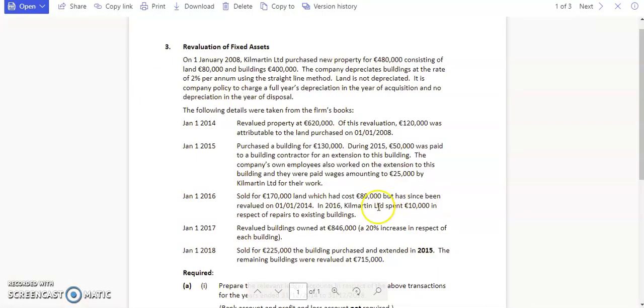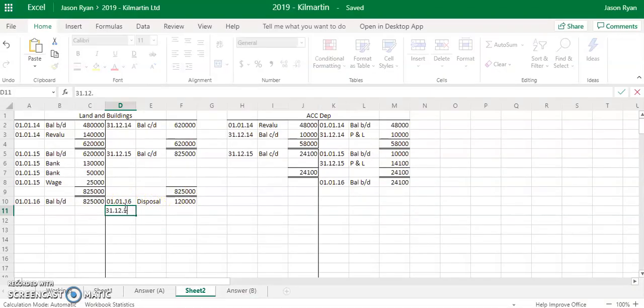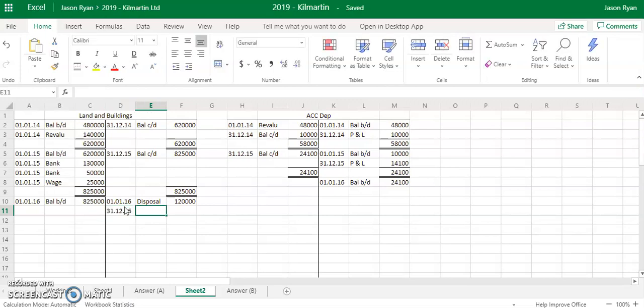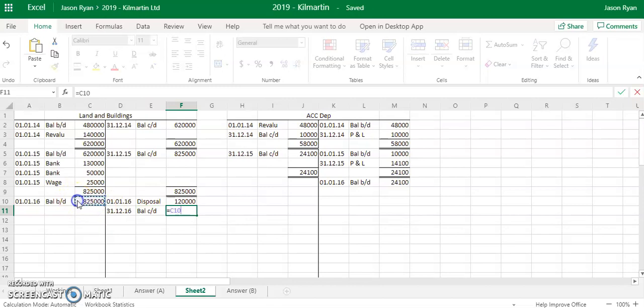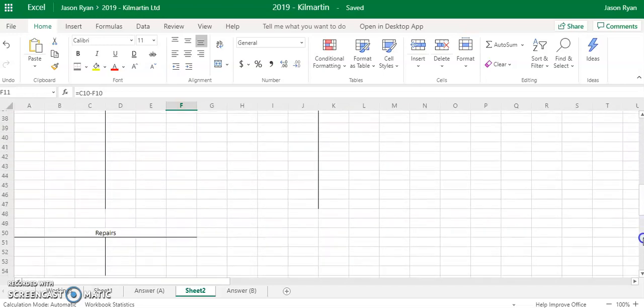Let's just have a look at the question there. So we also have repairs here. So we need to balance off this account first. So 31st of 12/16. So you can balance off the accounts. So the new balance then 705,000 brought down, and then the last one then repairs.